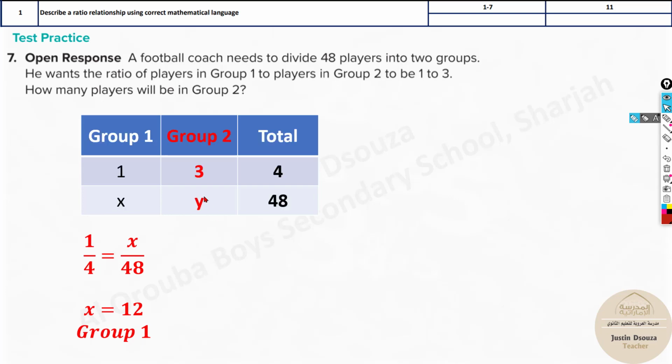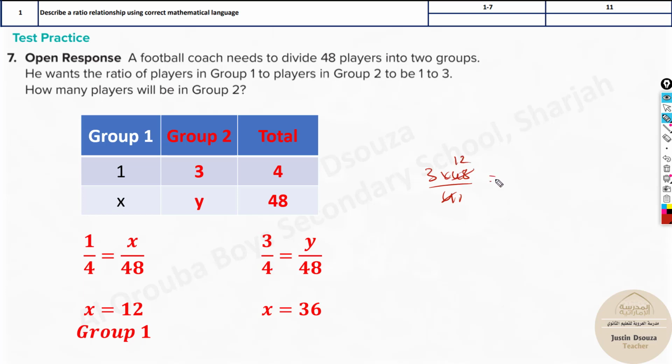Now what about group 2? Group 2 over total: 3 divided by 4 is equal to y by 48, or 3 by 4 is equal to y by 48. It's the same thing. Solve it up, take 48 to the other side. It will be 3 times 48 divided by 4, 4 into 48 is 12 times. 12 times 3 is 36. This is how we can solve this problem.